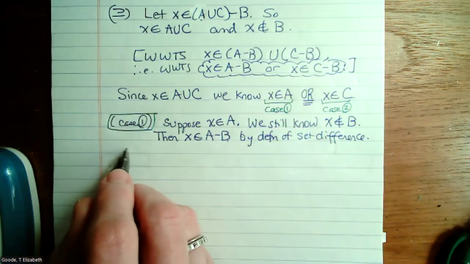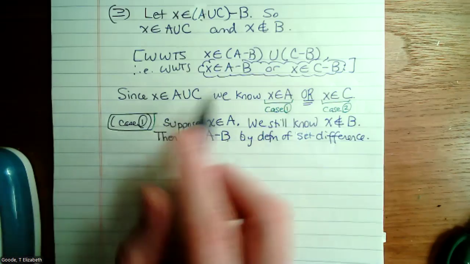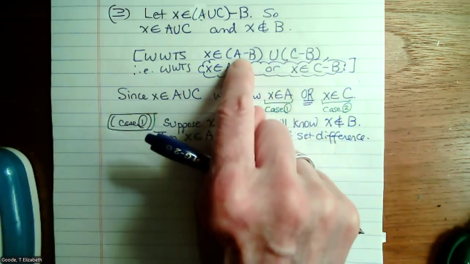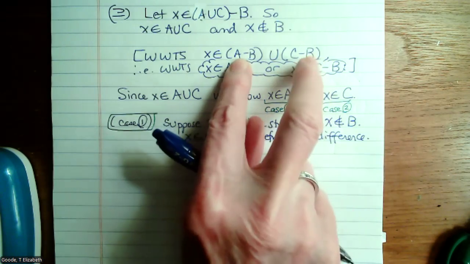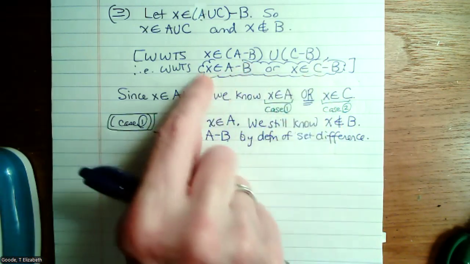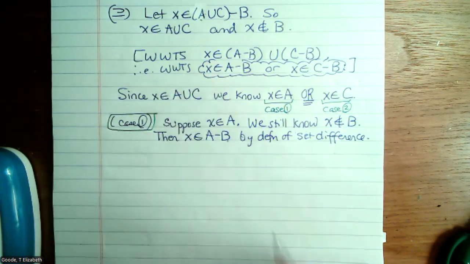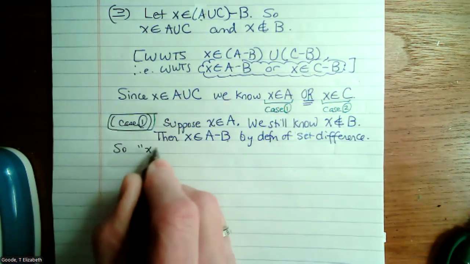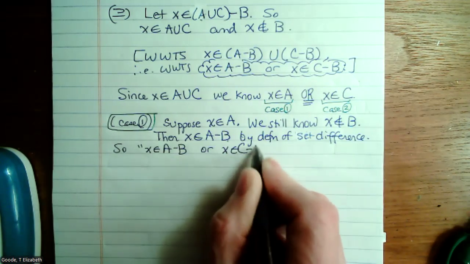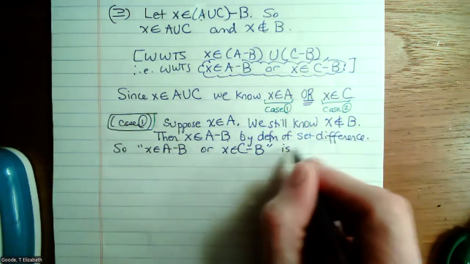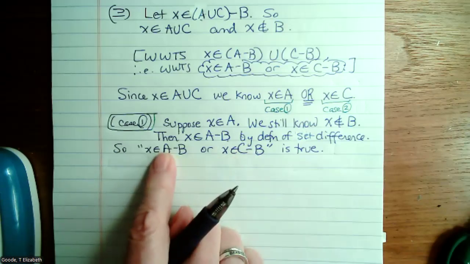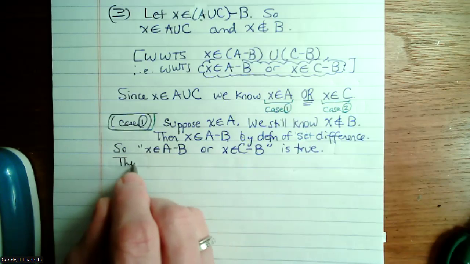Well, how do we get to C from here? We don't really need anything about C, because we've got that x is in A minus B. So "x is in A minus B or x is in C minus B" is already true by virtue of x being an element of A minus B, you see? I can put it in quotes: x is an element of A minus B or x is an element of C minus B. That statement is true because it's an or statement and we've got one component true. That's enough.